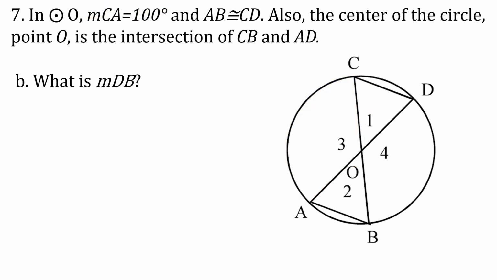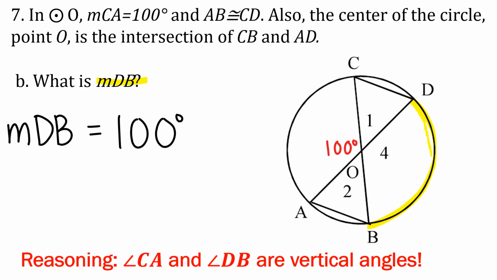All right, now we have what is the measure of DB. Here's DB over here. Well, if CA was 100 degrees, these are vertical angles. So that means the measure of angle 4, or the measure of the arc DB, must also be 100 degrees. The arc CA and the arc DB, those are vertical angles. The pieces of pizza are equal in size.